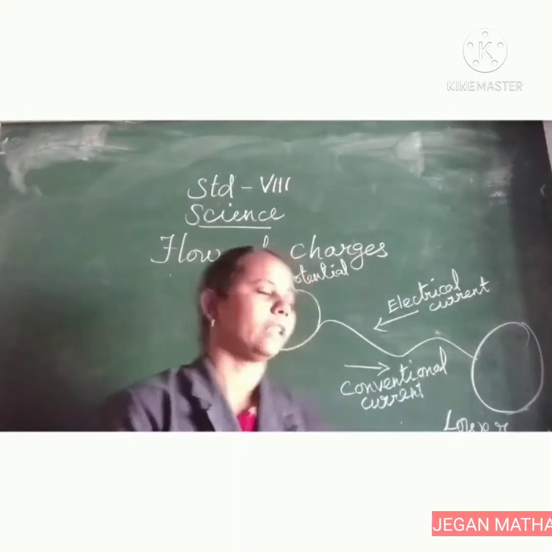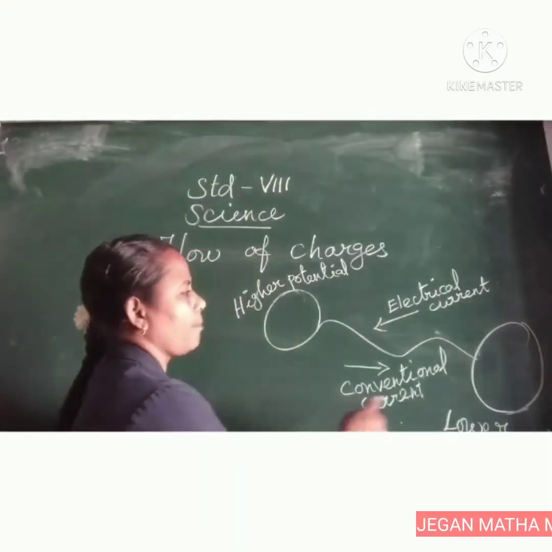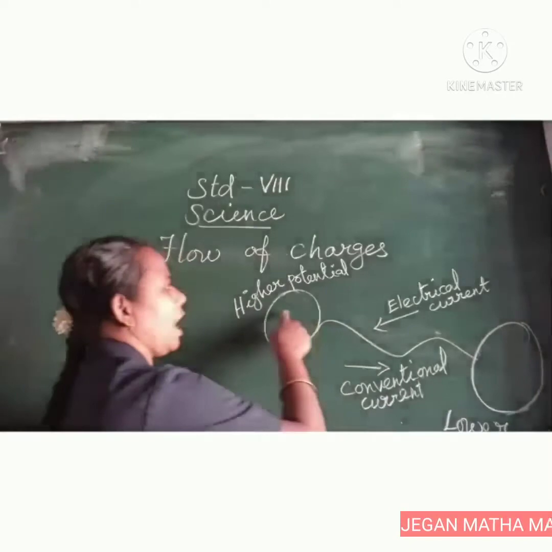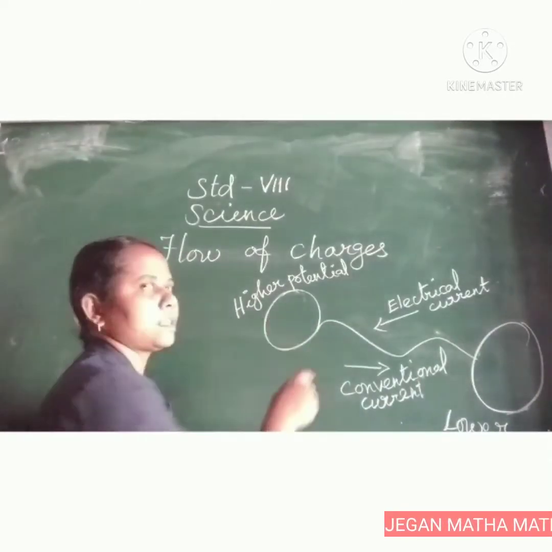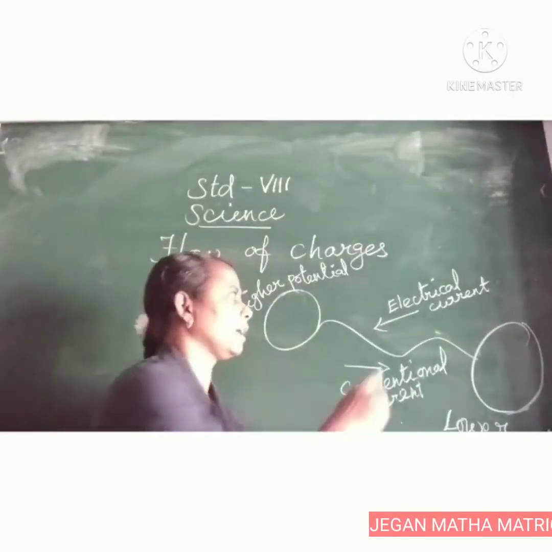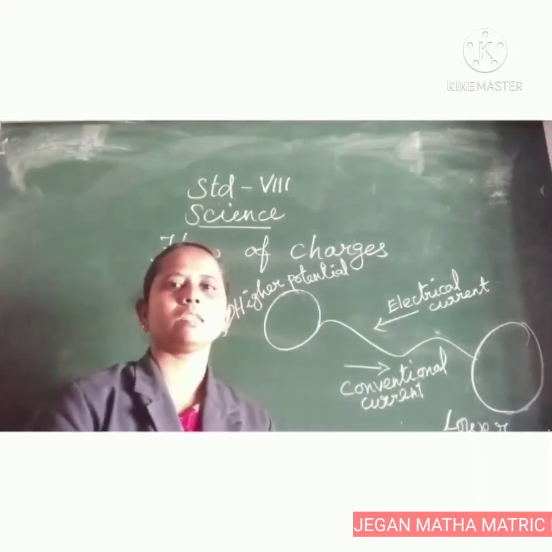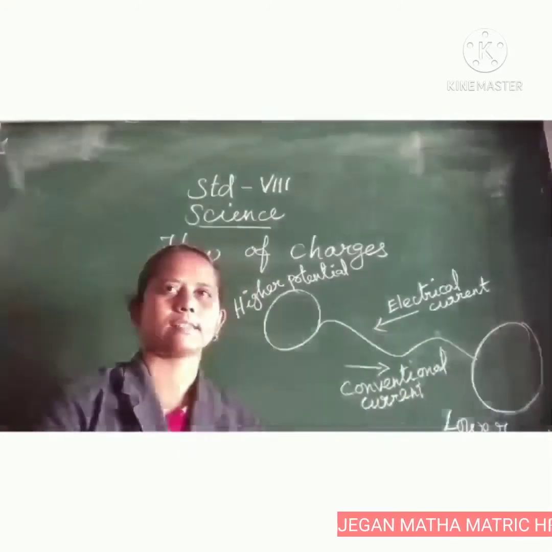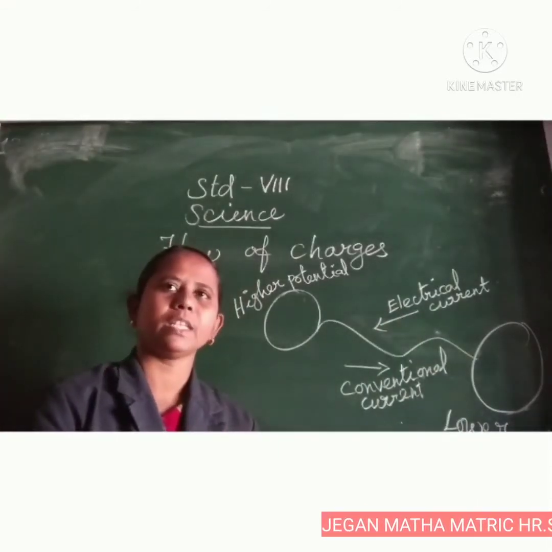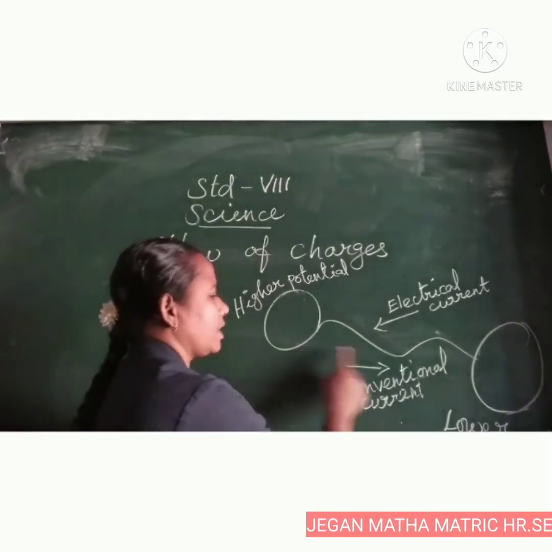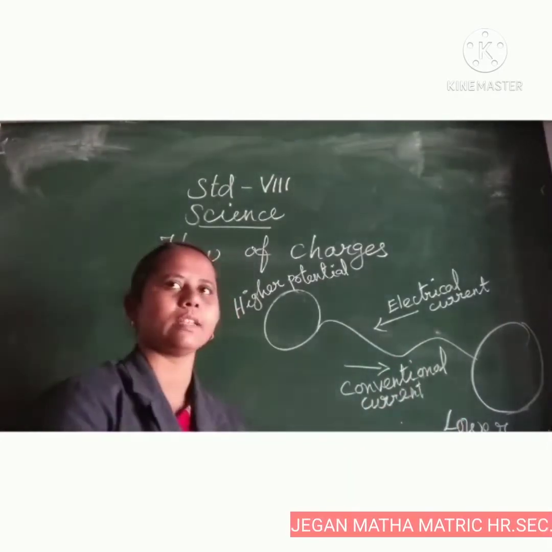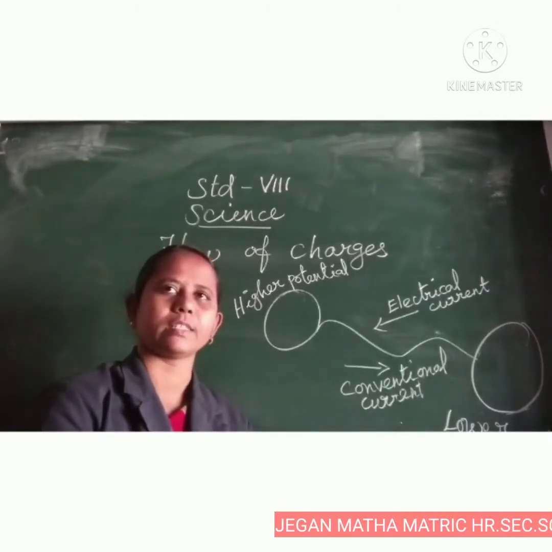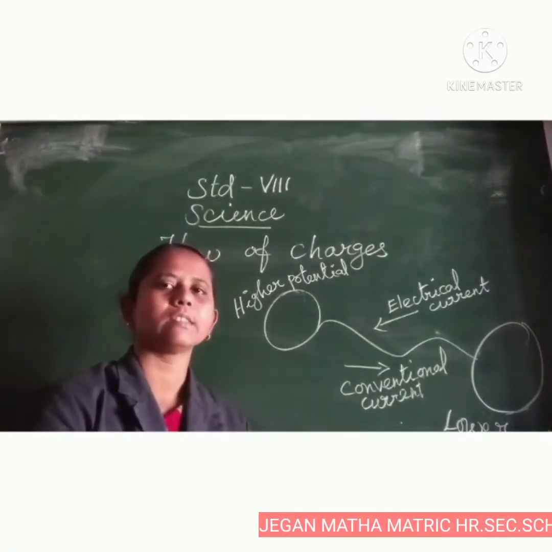Once again, the electrons flow from lower potential to higher potential. This is called electric current, that means flow of charges. The difference between these potentials is called potential difference. Commonly, it is known as voltage.